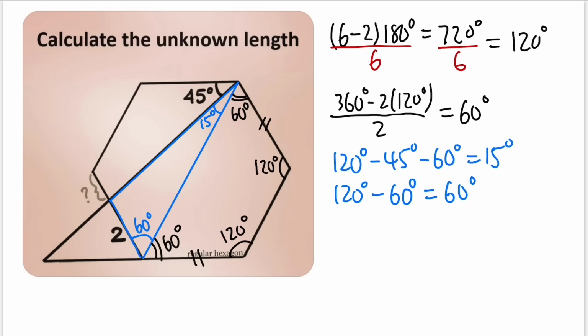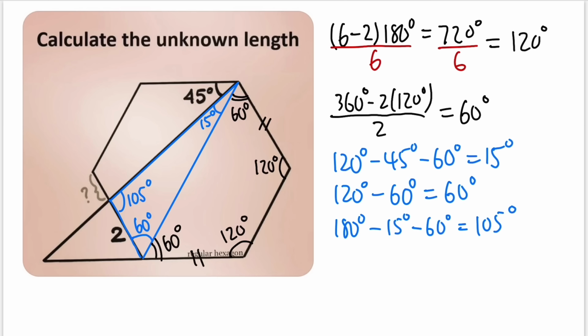And for this one right here, we know the blue triangle, the angle sum is 180. So just minus 15 and then minus 60. We will get 105. So just like that. Now as we can see, we have all the angles inside of the triangle, and we also know this side is 2. So we can use the law of sine to figure out the rest of the sides.